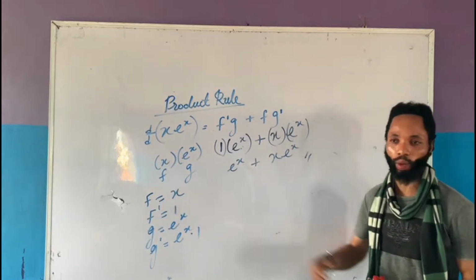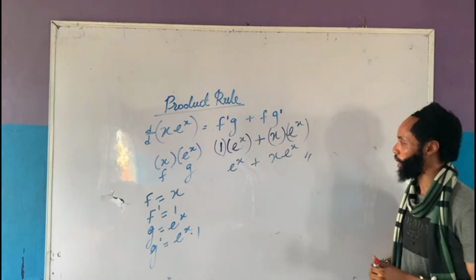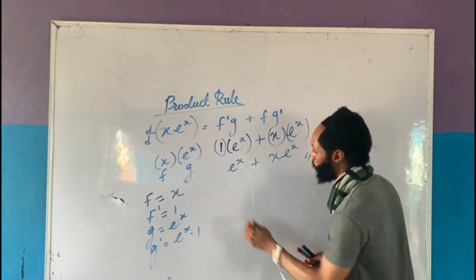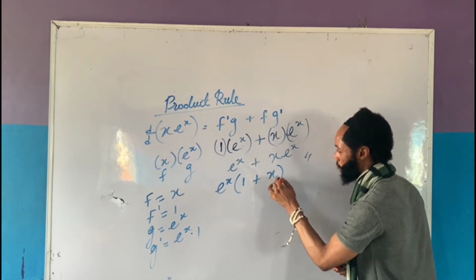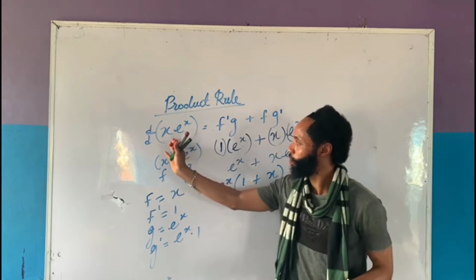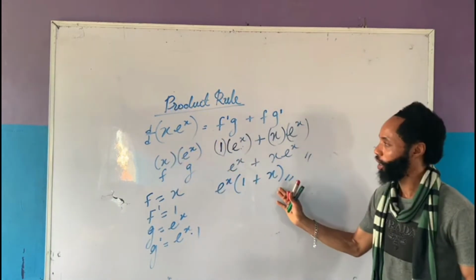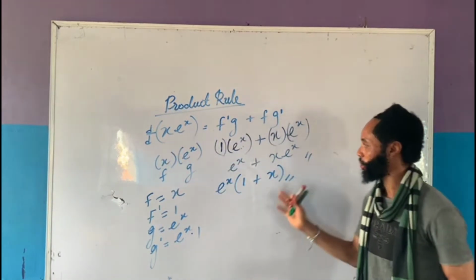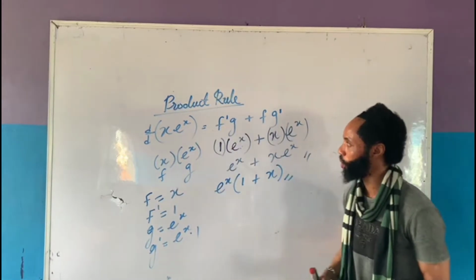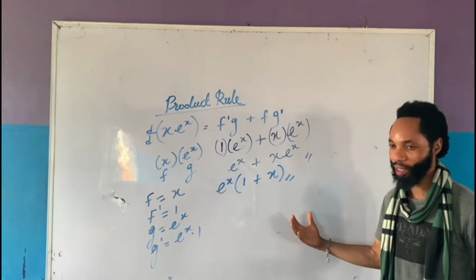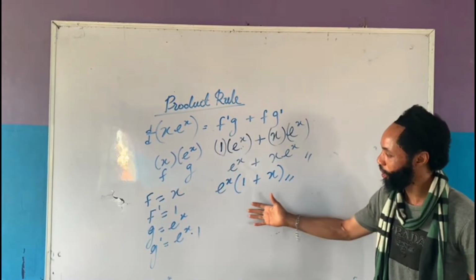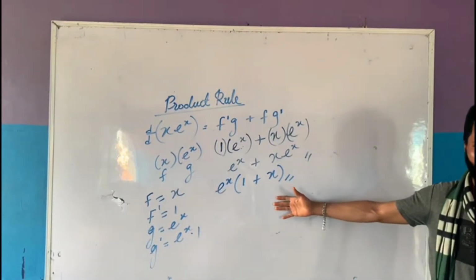But what can we do for that? We can factor an e raised to the power x. If we factor an e raised to the power x, we have what? e raised to the power x into bracket 1 plus x. And this is our answer for this. If you have to differentiate this, you will get this as our answer using the product rule. Let's look at another case study. I think, does anybody have any question?